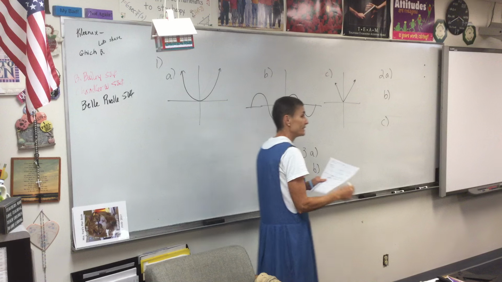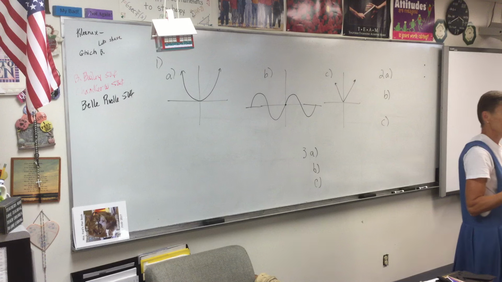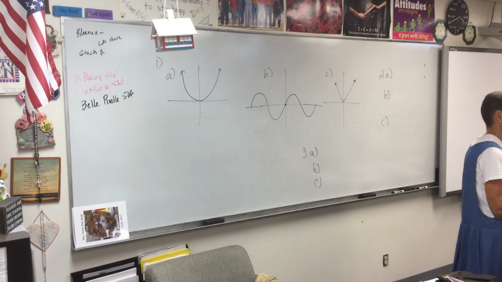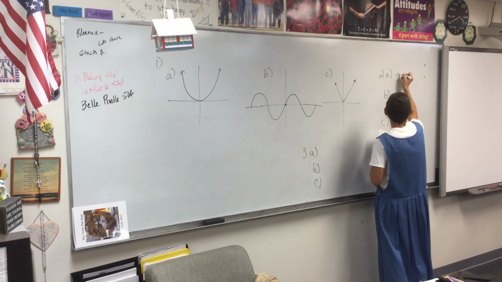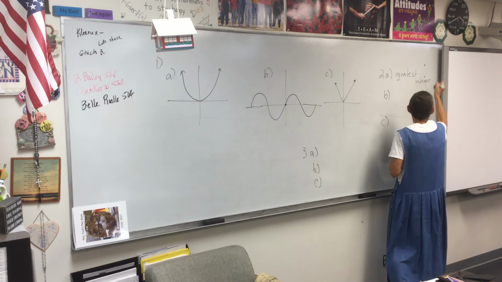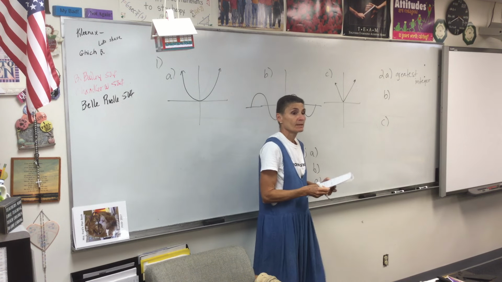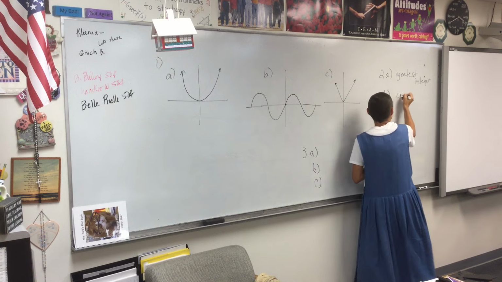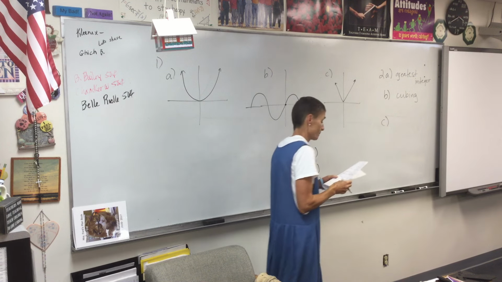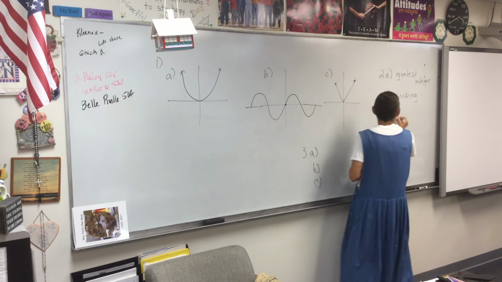So, what do we got in A? Well, it is a step function, but the name of it is greatest integer. We're writing the name, not the equation, the name. So you'll say greatest integer. What's B? That's your cubing function. And what's C? That's your logistic function.